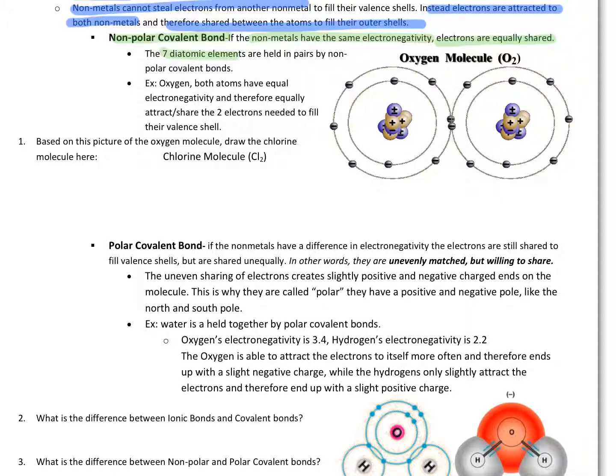So all 7 of the diatomics are nonpolar. Because one oxygen is not going to be more electronegative than another oxygen. All oxygens have the same electronegativity. So these can both evenly pull on these electrons between them. So since they both evenly pull, the electrons stay right in the middle, and overall, there is no positive and negative end.